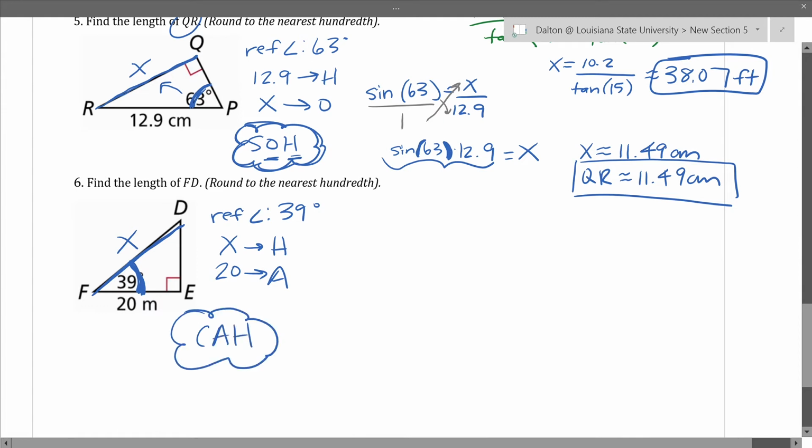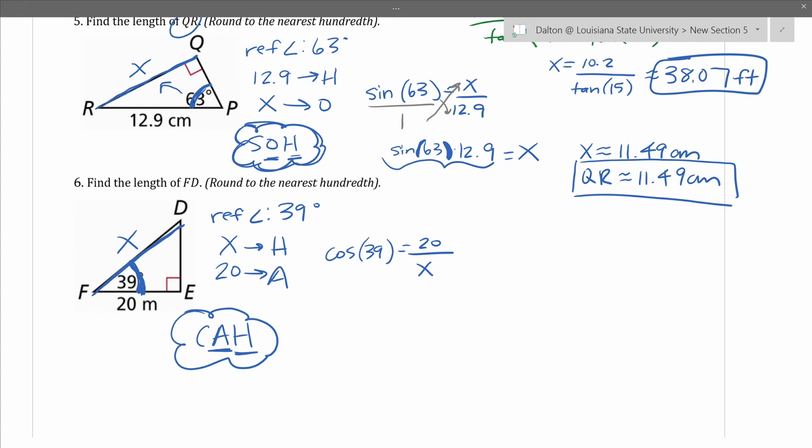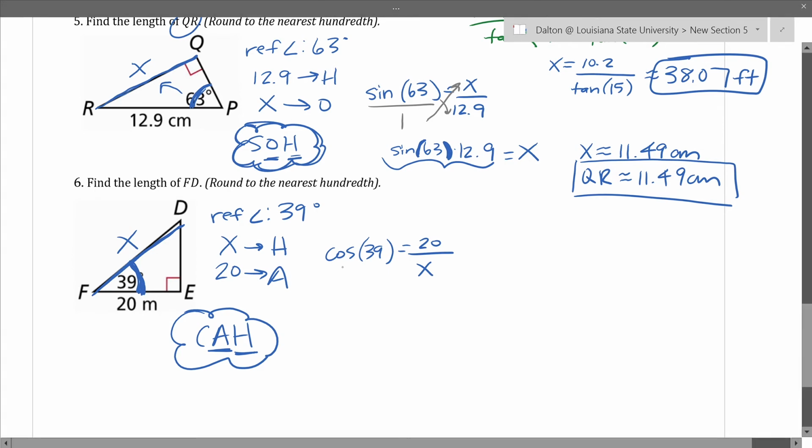So cosine is adjacent over hypotenuse. So we're going to set up our equation. Cosine of 39 is equal to adjacent. We said the side adjacent was 20 over the hypotenuse is x. So that's how you set it up. Last thing to do is to solve. If I'm trying to get x by itself, I'm going to put the left side over 1, cross multiply. When I cross multiply, I get the cosine of 39 times x is equal to the other multiplication, 1 times 20, which is just 20.